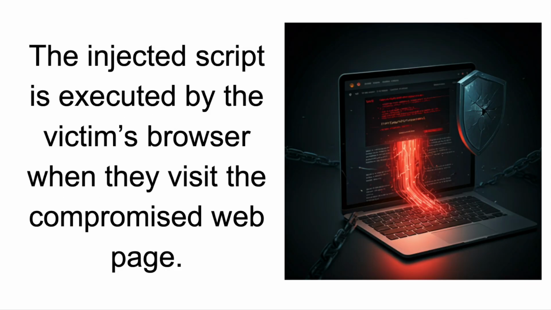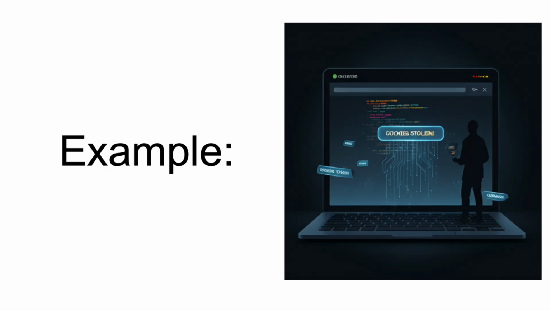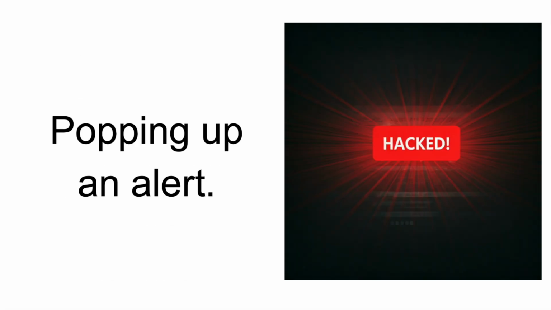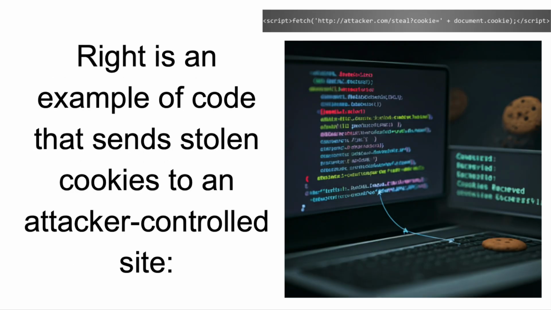2. Execution. What happens? The injected script is executed by the victim's browser when they visit the compromised web page. The browser trusts the content from the web server and executes the malicious script as though it was legitimate. Example, when a user loads the blog page with a malicious comment, the script tag is interpreted by the browser. Actions could include popping up an alert, sending cookies or session tokens to the attacker, or redirecting the user to a phishing site. Right is an example of code that sends stolen cookies to an attacker-controlled site.